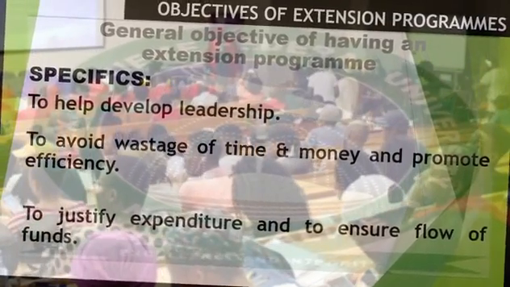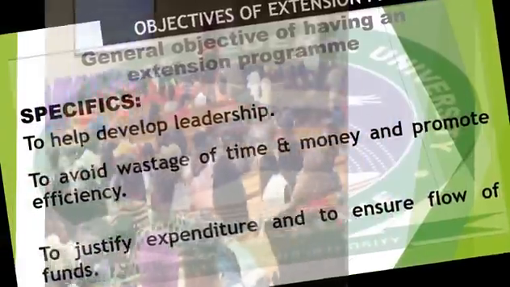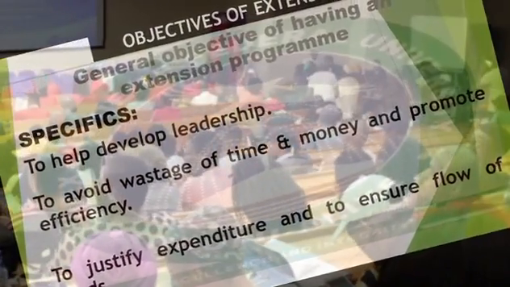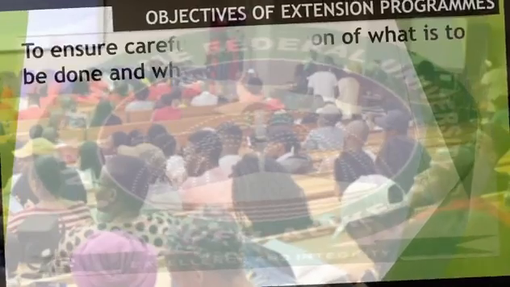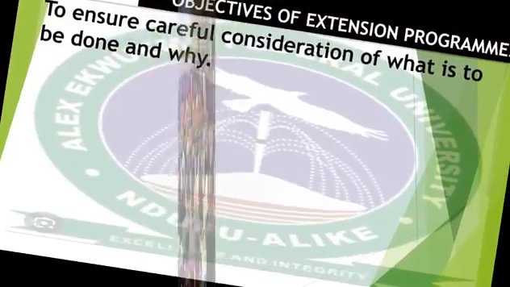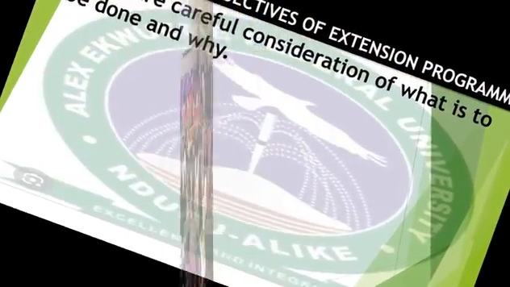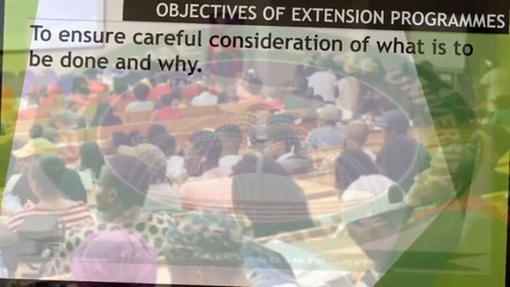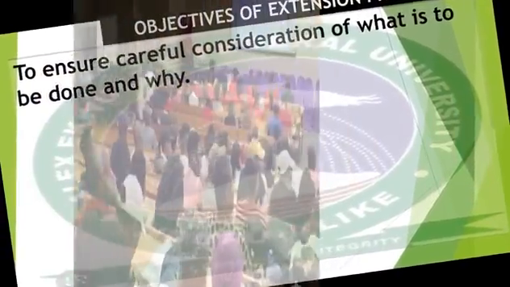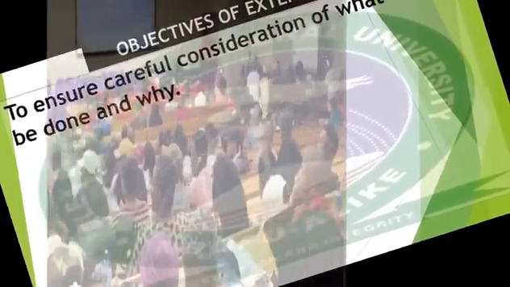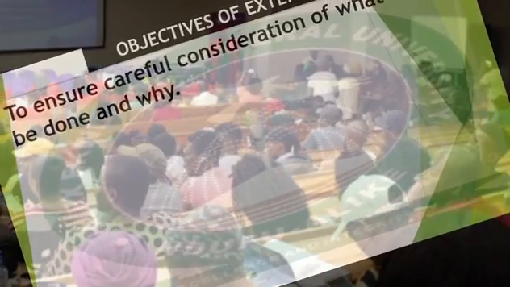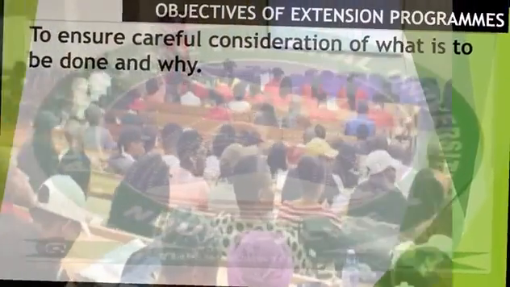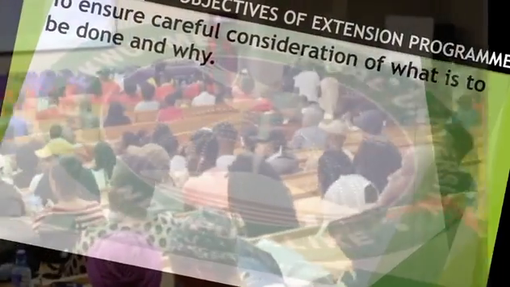So, if extension must do this effectively, then there is the need to have a program that will justify expenditure and ensure flow of funds. We also need to inform you that to ensure careful consideration of what is to be done and why it should be done, an extension program is important. You detail the things that you think should be done and then give reasons why those things should be done. If there is no detail on this, it might be difficult to secure sponsorship for such programs.